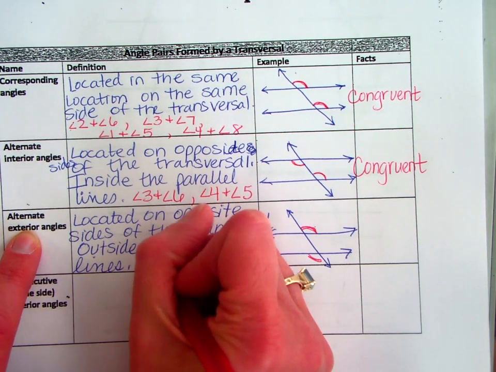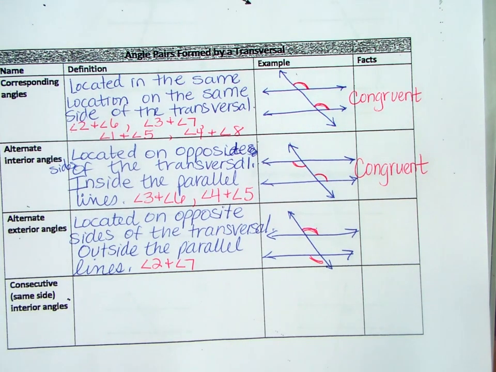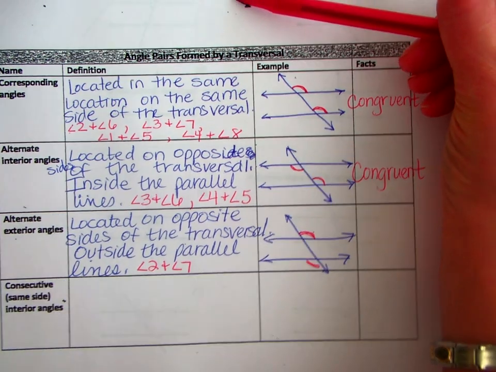All right, what would be our other pair? There's one more set. Kaylee? Good, 1 and 8. So just the other pair here. They fall on the exterior, and they're on different sides of that transversal.